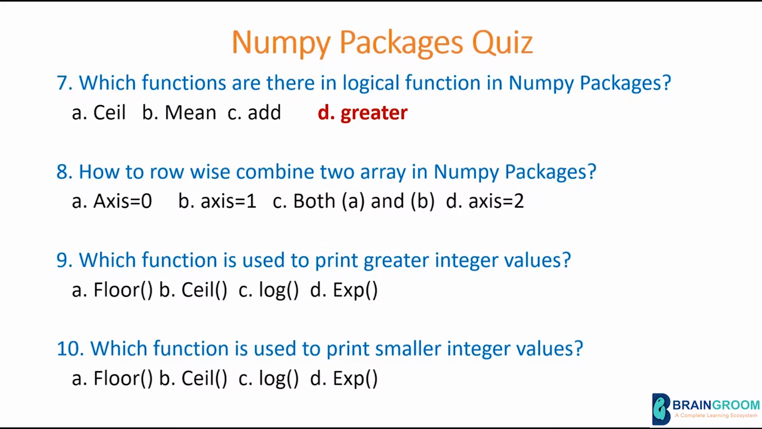The next question is, how to row wise combine two arrays in Numpy packages? The answer is axis equal to 0, because axis equal to 0 combines the two arrays row wise. If axis equal to 1, it combines column wise. There is no way we can define axis equal to 2. When we want to combine row wise, we can go for axis equal to 0.